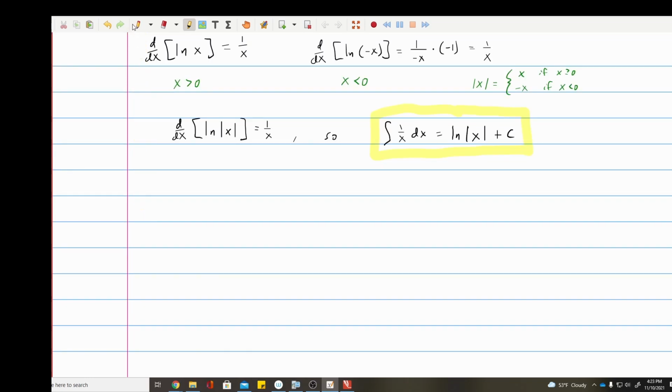We have a few more easy ones. I know the derivative of e to the x is e to the x, so the antiderivative of e to the x dx is e to the x with my plus c on there.